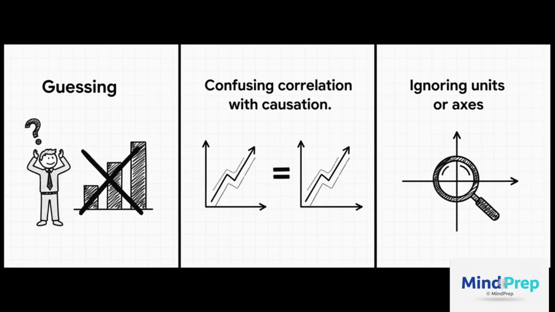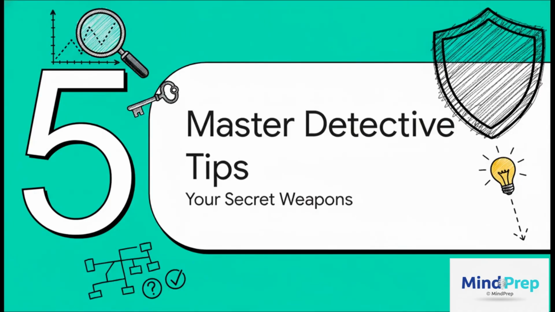Okay, trap number 1, just plain guessing. This is when you just go with your gut instead of actually using the data. Big mistake. Trap number 2 is a classic, confusing correlation with causation. You've probably heard this before. Just because two things happen at the same time doesn't mean one caused the other. Like ice cream sales and shark attacks both go up in the summer. Does eating ice cream cause shark attacks? No. And the third trap? Ignoring the details. You have to look at the units and the labels on the axes of a chart. They're critical clues.